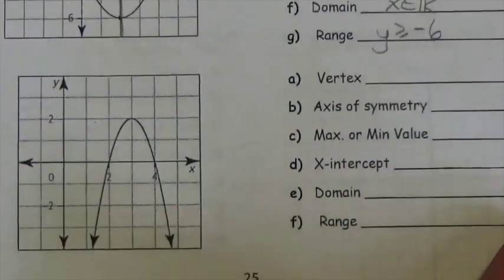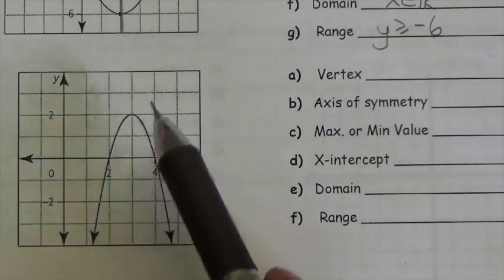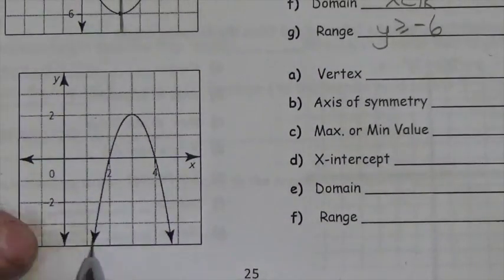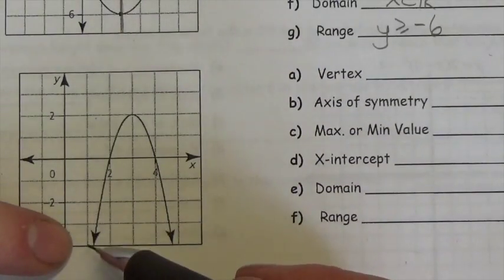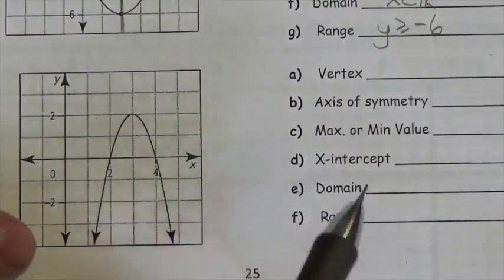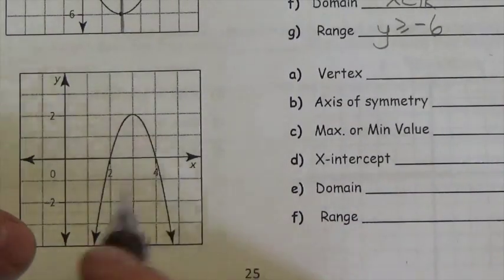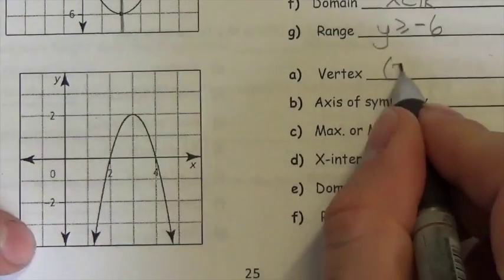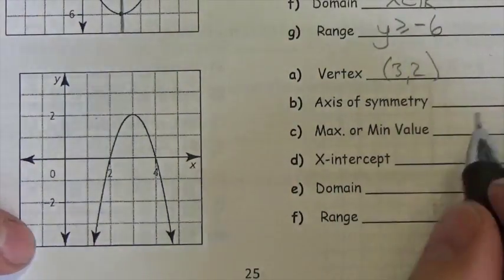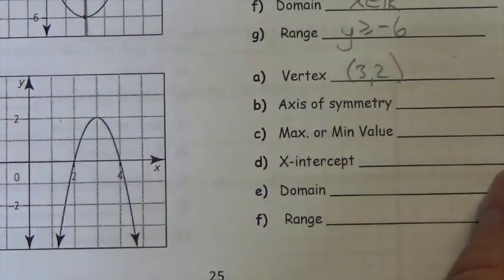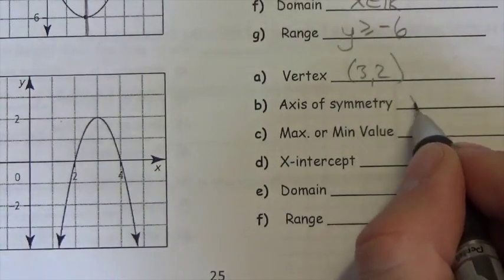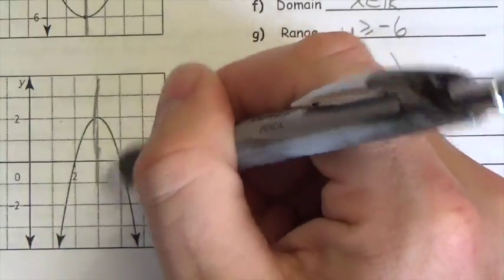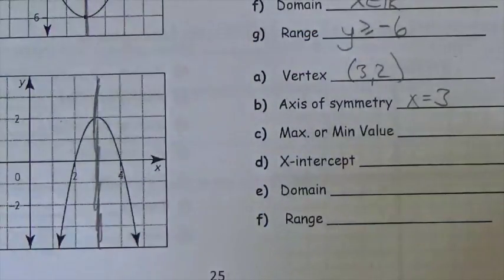Let's do another one. Take a look at this guy right here. This one opens down. Well, what's the vertex here? As we go from left to right here, we go up and then back down. So our turning point here is at the point (3, 2). So my axis of symmetry, just like before, is going to be related to my vertex. It's going to be the line x equals positive 3, and that's that vertical line that cuts that parabola in half.